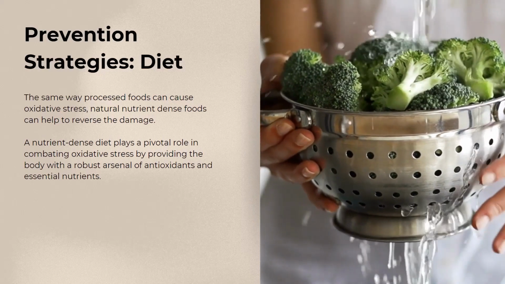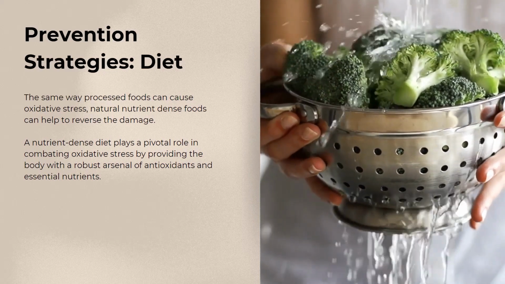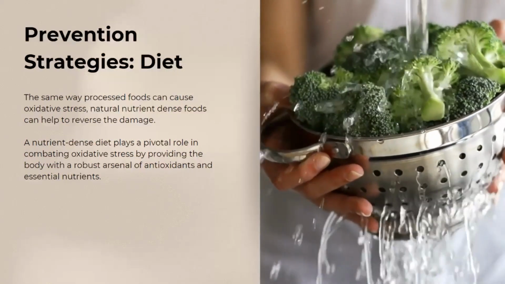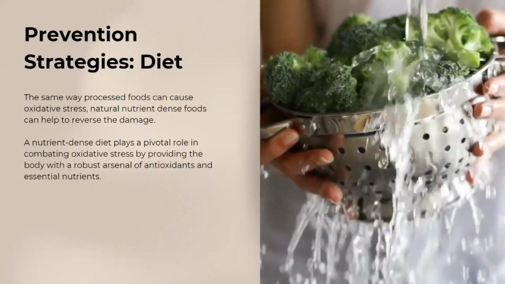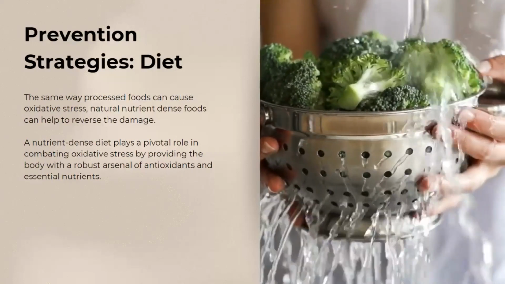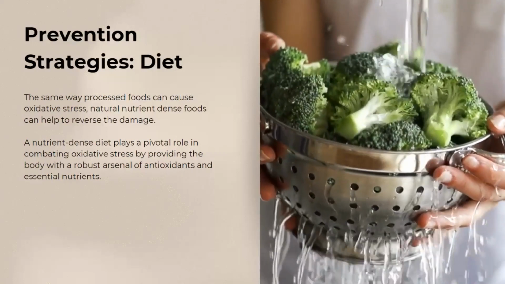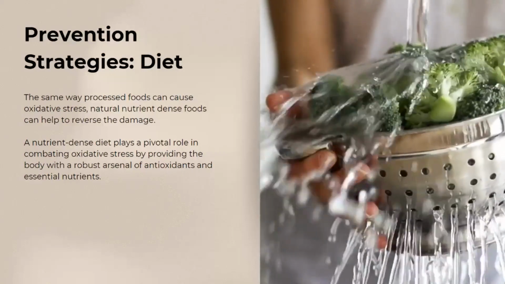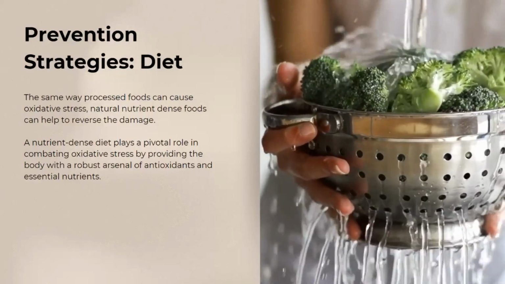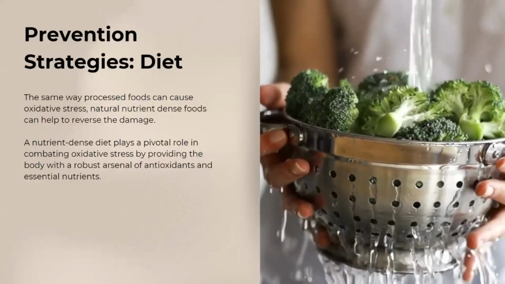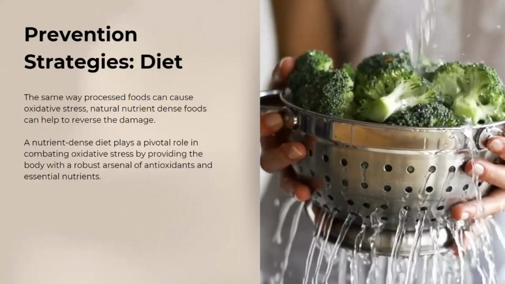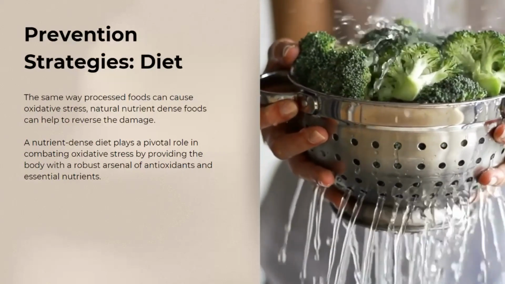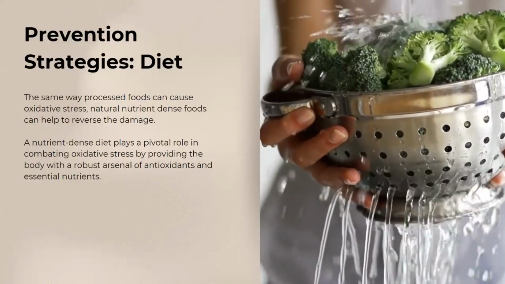The first thing is a nutrient dense diet. That plays a pivotal role in combating oxidative stress by providing the body with a robust arsenal of antioxidants and essential nutrients. So, foods rich in vitamin C and E and selenium and a variety of phytonutrients act as potent antioxidants, neutralizing free radicals and preventing oxidative damage.